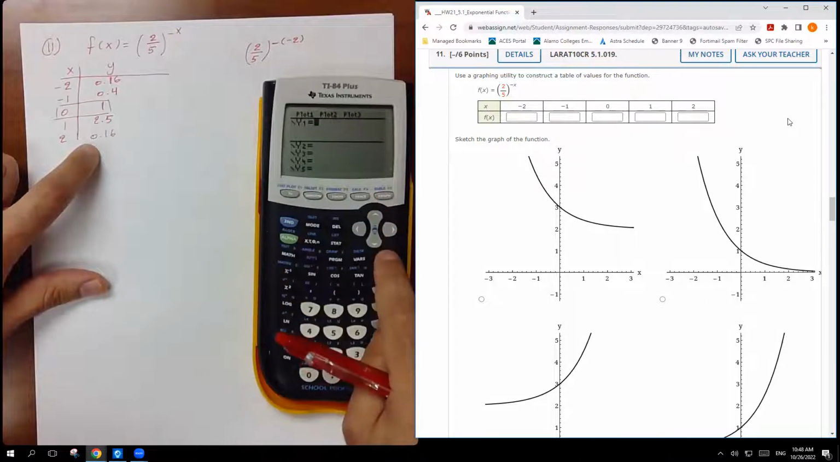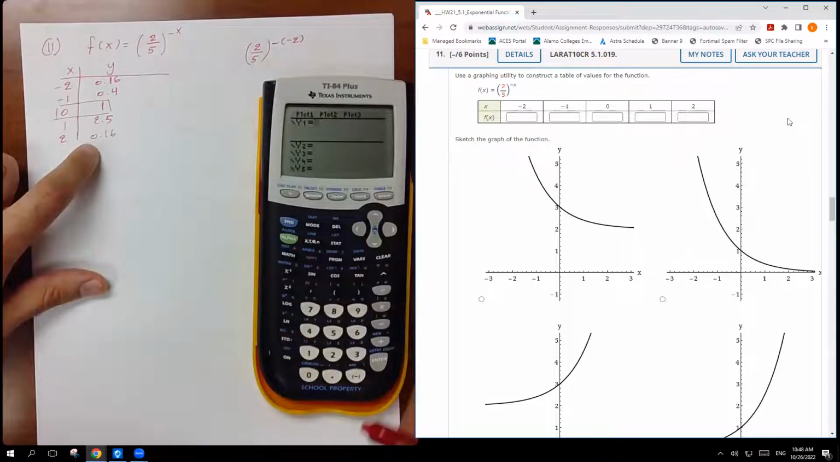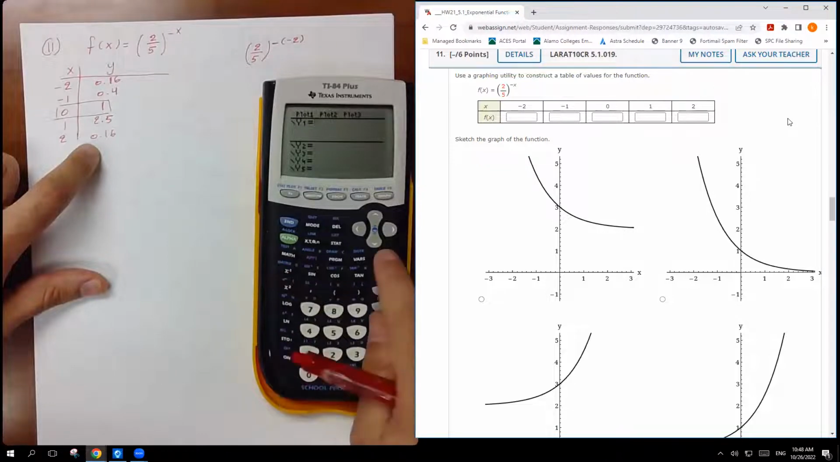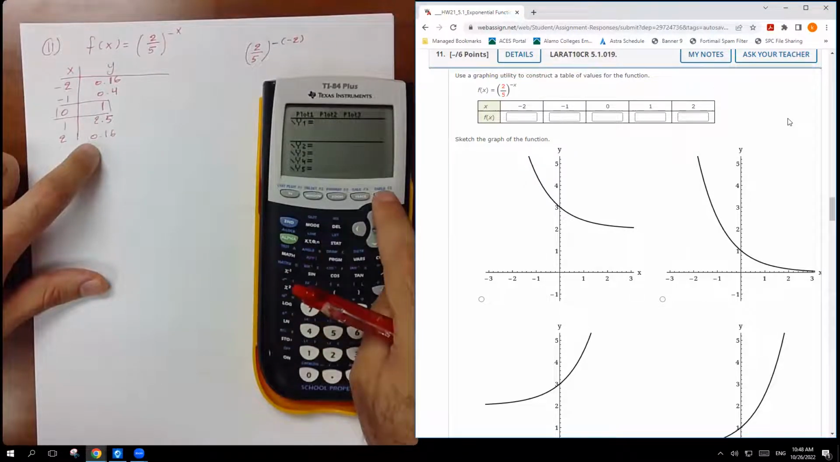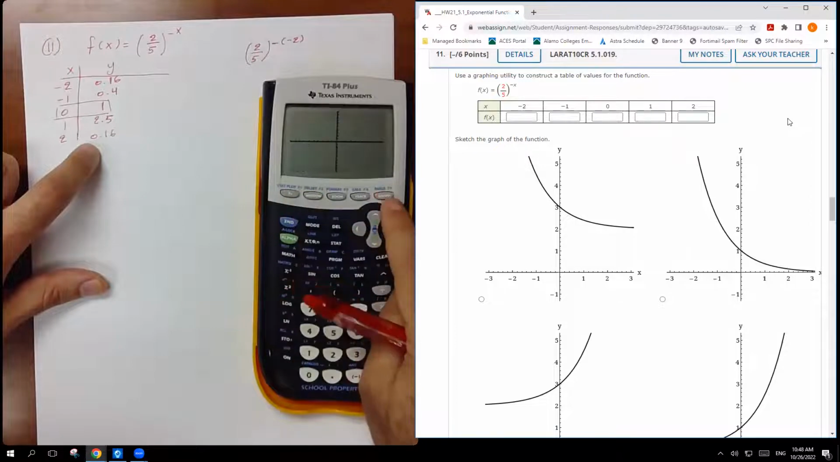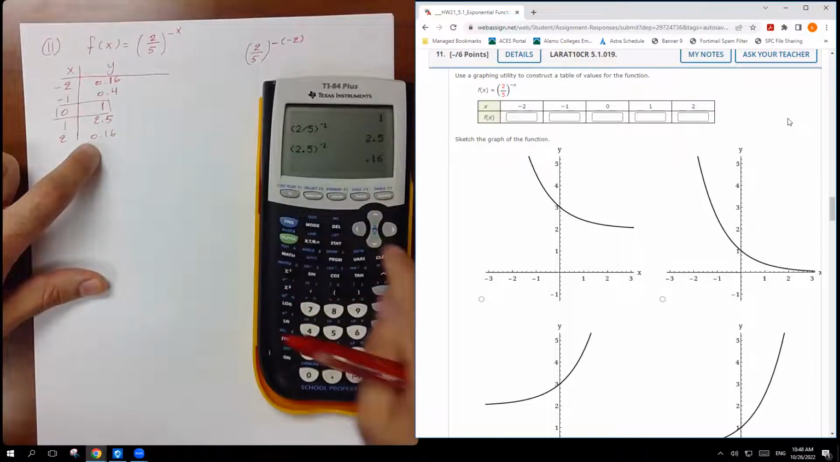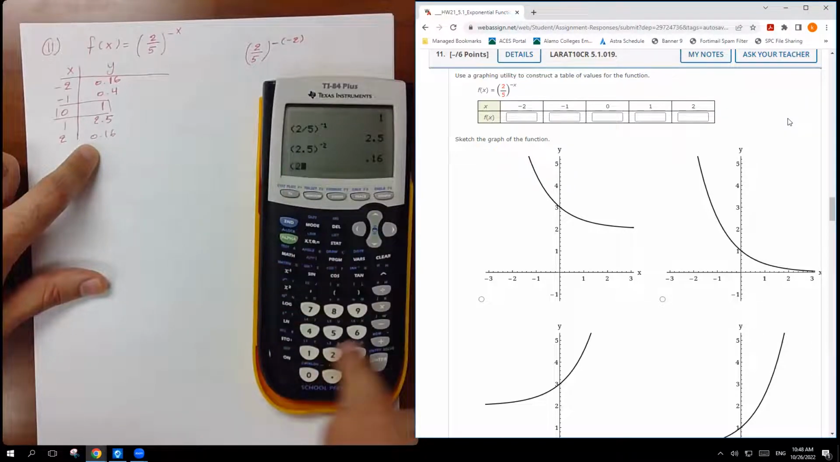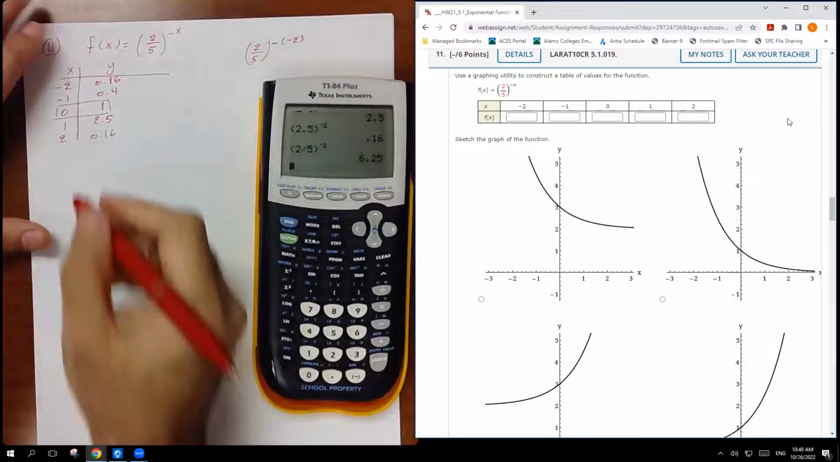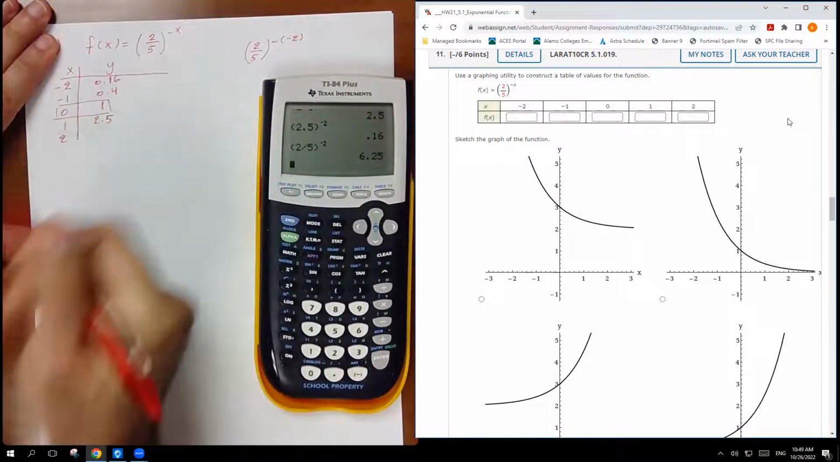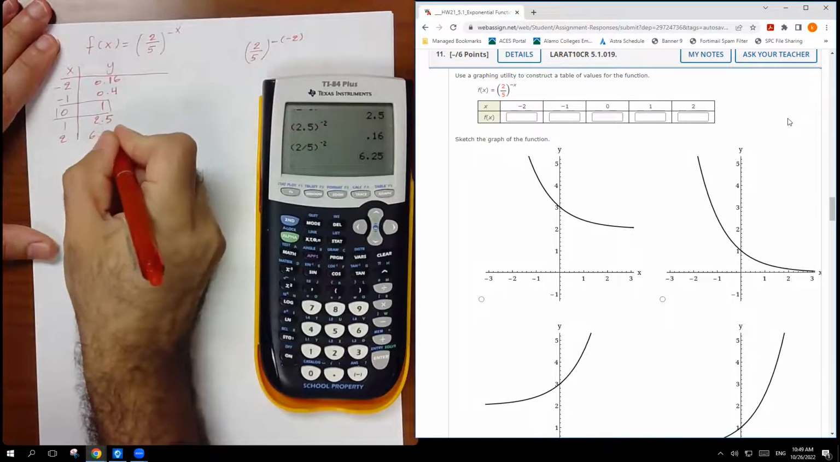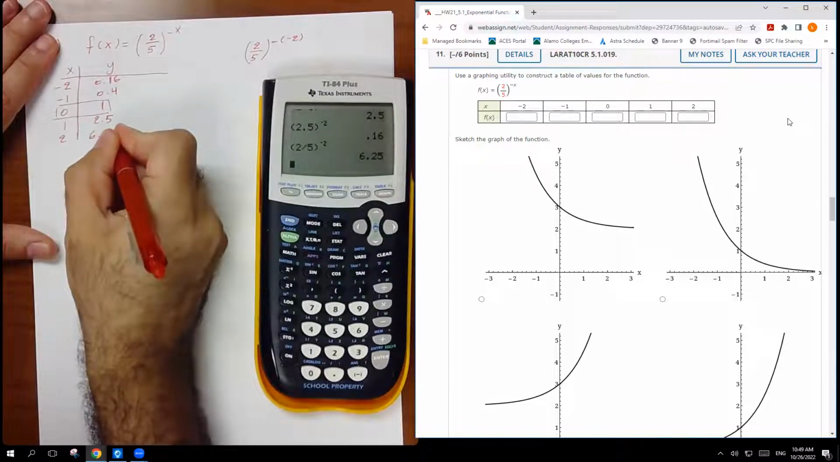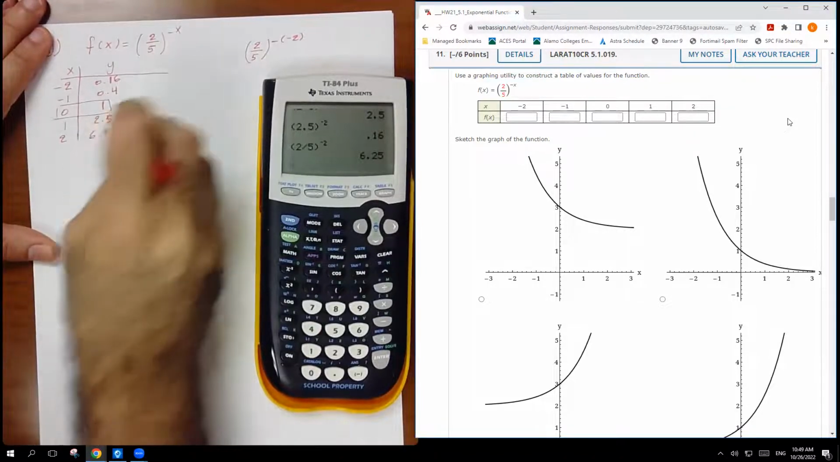There's something wrong with this one. 2.5 outside, that's what is wrong. 2 divided by 5 to the exponent -2, 6.25. So this one is 6.25. That makes more sense, because I got exactly the same number before, which is wrong.